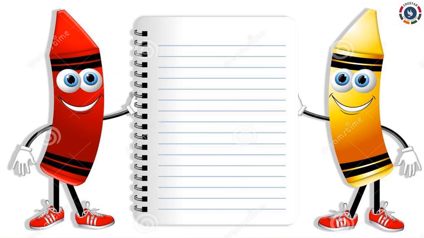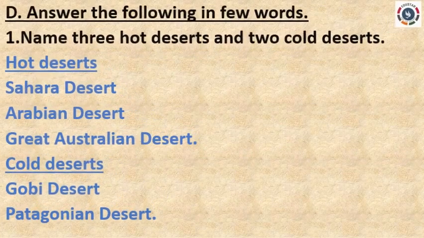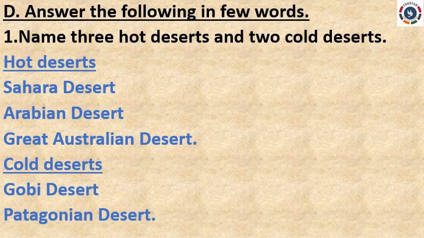After completing your book exercise, take classwork note, take a fresh page and write lesson name using black stick pen. Don't forget to mention the date and write lesson number also. Write part D, answer the following in few words. First question, name 3 hot deserts and 2 cold deserts. Use black stick pen to write the question and blue pen to write the answer.